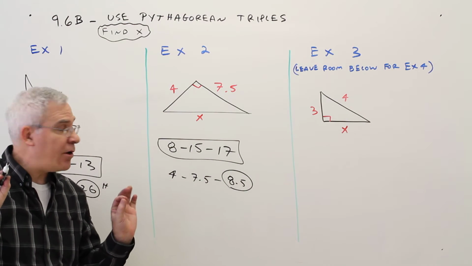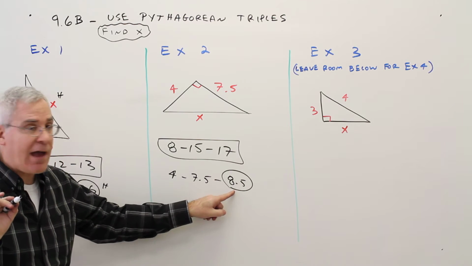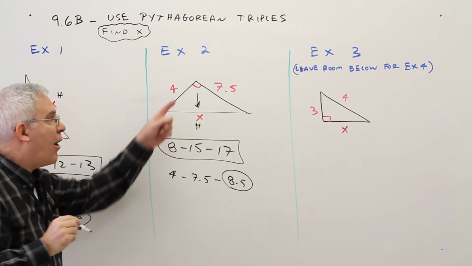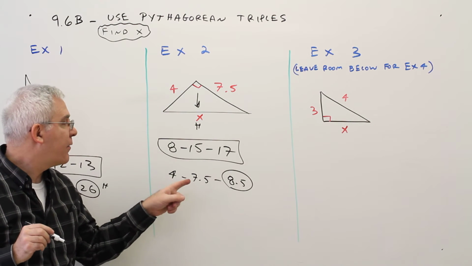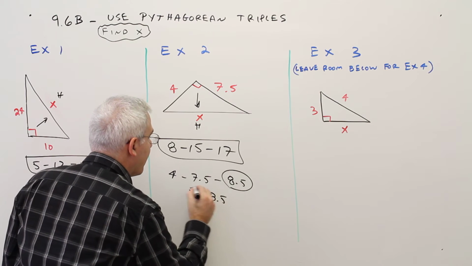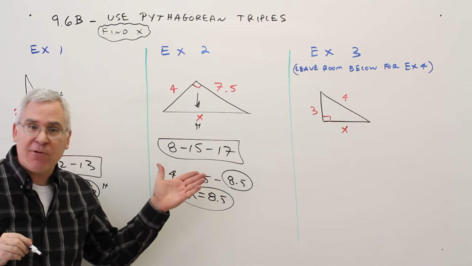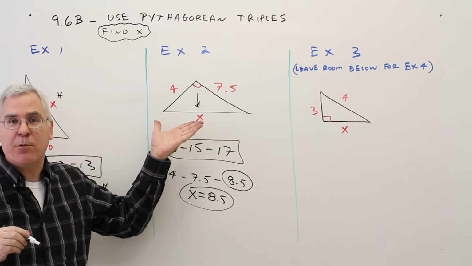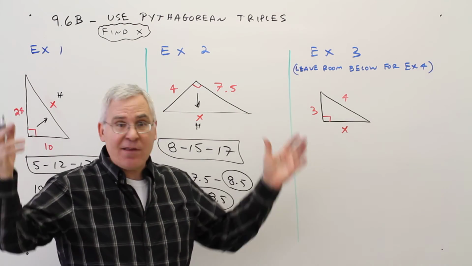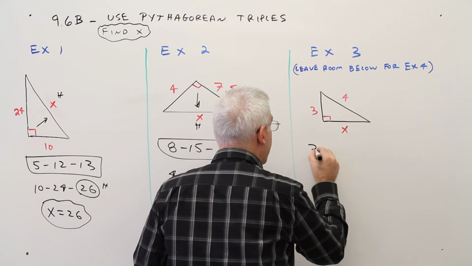Also, you have to make sure that this is the hypotenuse, the largest side. The hypotenuse is always across from the right angle. So that makes sense. X equals 8.5. Again, you could have used the Pythagorean theorem, but it would have taken more time and it would have been ugly. Okay, over here, obviously I'm thinking of the 3, 4, 5.